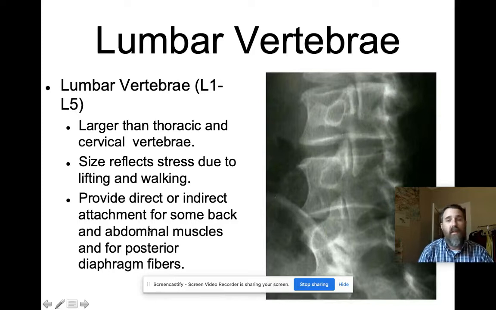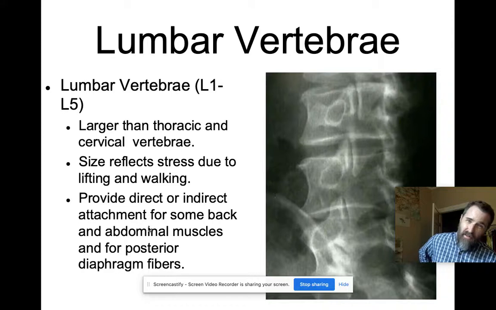Moving now into the lumbar vertebrae. Compared to the thoracic and the cervical, the lumbar are fairly simple. They're just big, fat bones meant to hold a lot of weight. They're very utilitarian. They're larger than the thoracic, they're larger than the cervical. And when you have lower back pain, probably your parents are my age, and they're getting to the point where they're starting to have lower back pain.